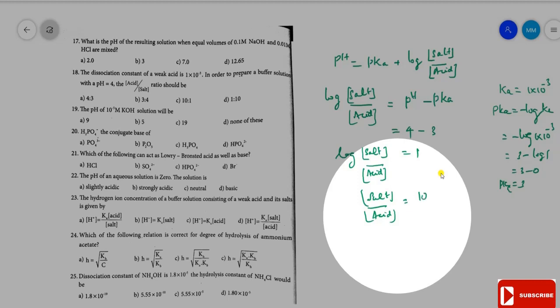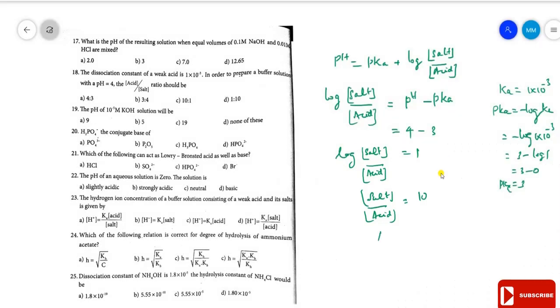So salt divided by acid is equal to 10. Here the question asks for acid and salt. So acid concentration divided by salt concentration is equal to 1 by 10. So acid is 1 and the salt is 10. So 1 is to 10 ratio. The answer is D.